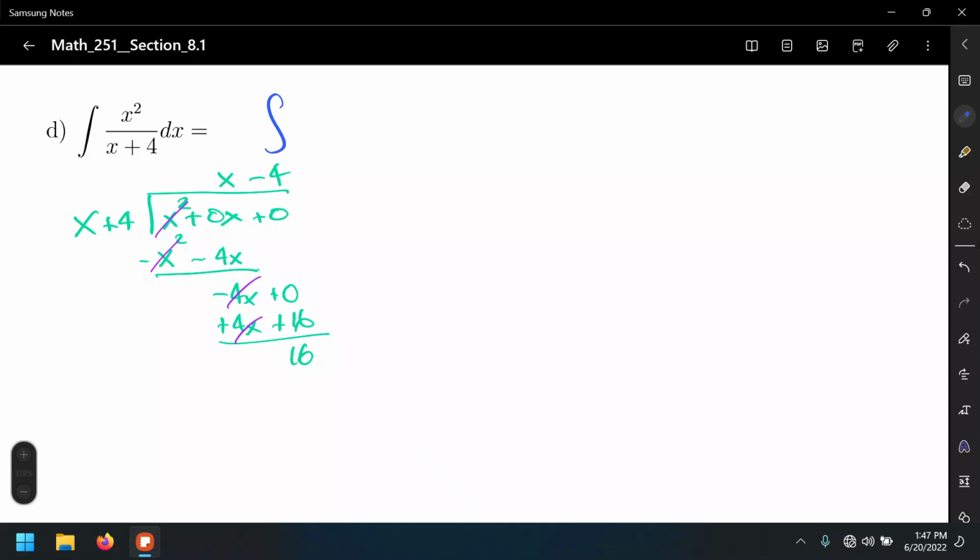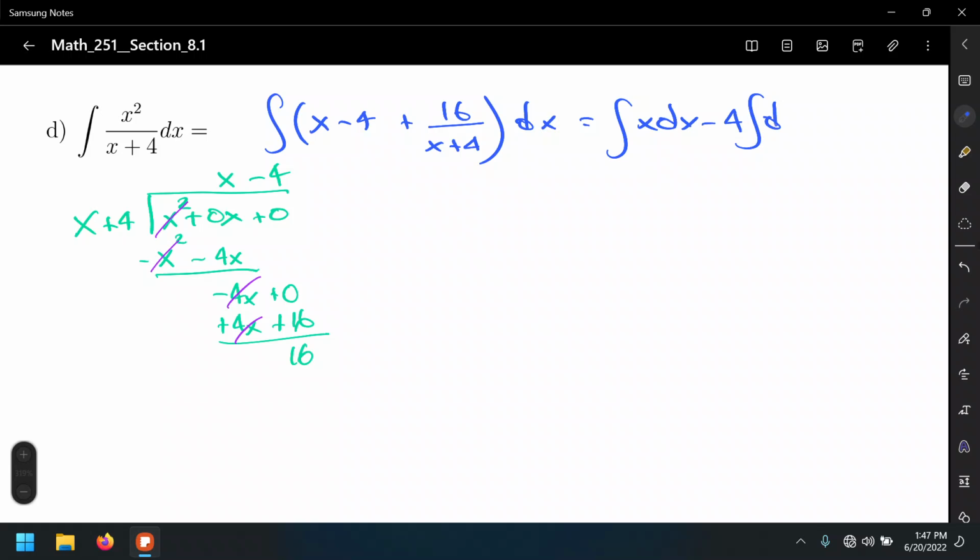So let's see. The integral of x minus 4 plus 16 over x plus 4. And let's split this into 3 integrals. It would be more convenient. The integral of x dx minus 4 times the integral of dx plus 16 times the integral of dx over x plus 4. Well, the integral of x, the integral of 4, that's just the regular general power rule. That's x squared over 2 minus 4x.